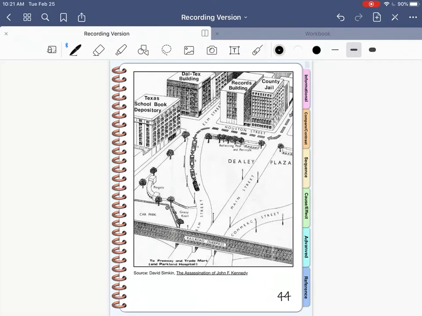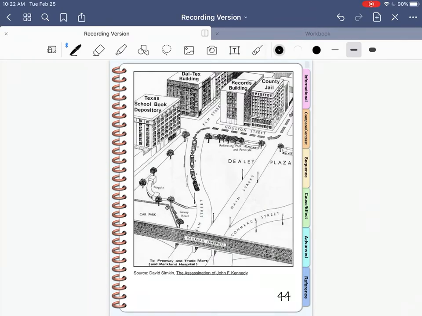In this video we are going to be looking at a map. Maps show up all the time on tests, so I thought this would be a good opportunity to look at one. This particular one is of Dealey Plaza. This is the area in which President Kennedy was assassinated.